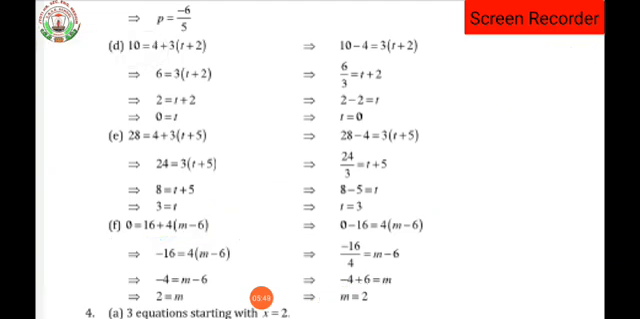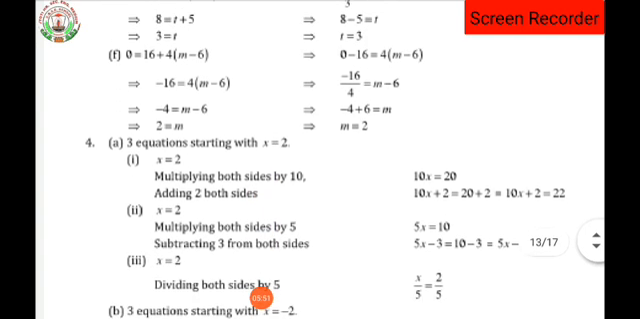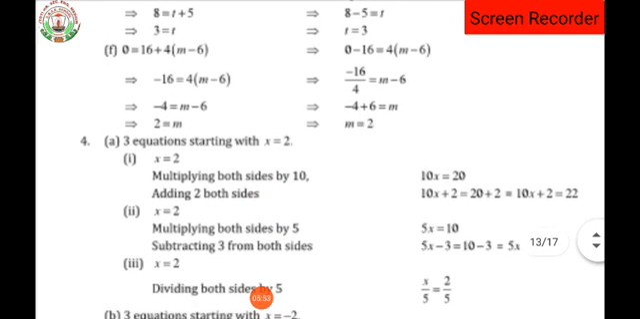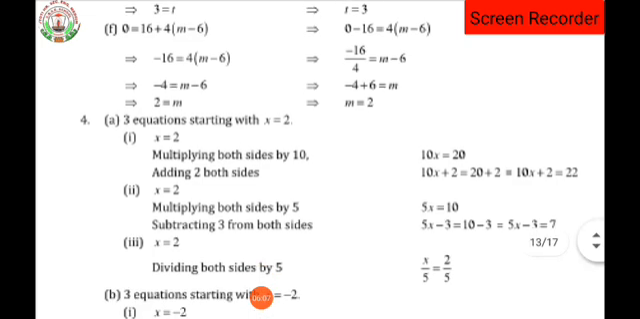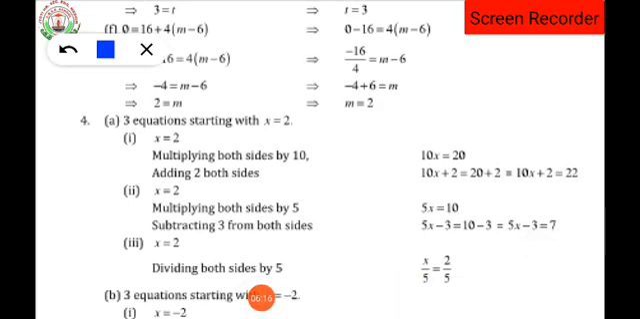Clear up to here? Now the next question we are having, in question number 4, what we have to do with the help of x is equals to 2 and x is equals to minus 2, we have to create an equation. Okay, with the help of this we have to create an equation. So here is the question, here is the equation. When 2 is multiplying with 10 on both the side and added by 2 on both the side, we can create an equation.